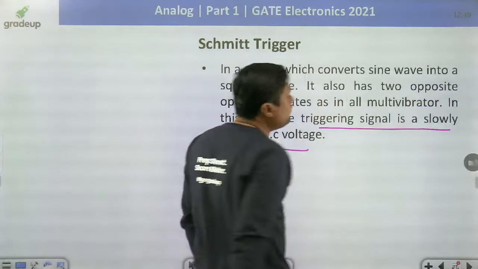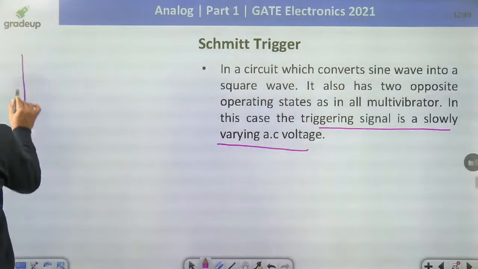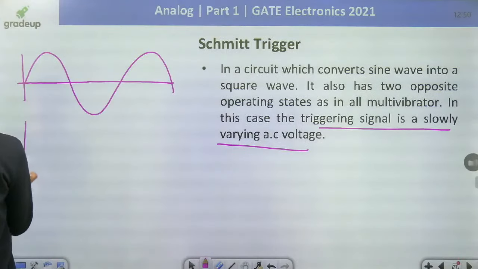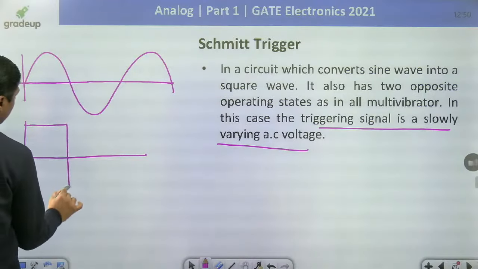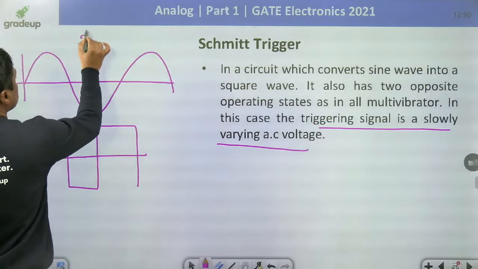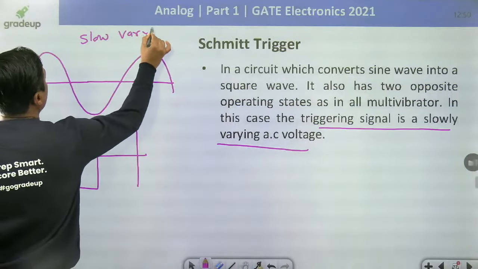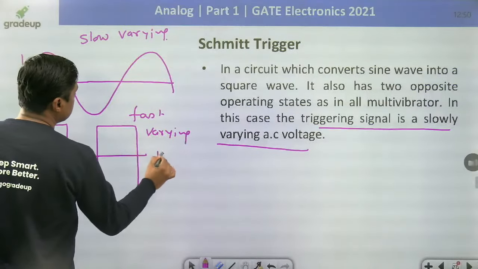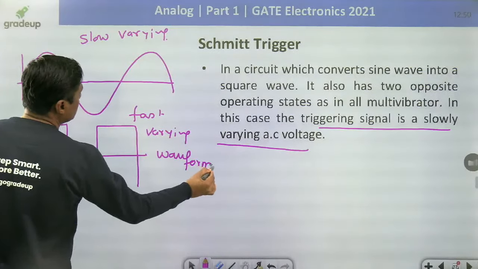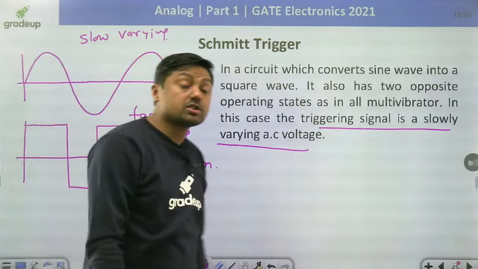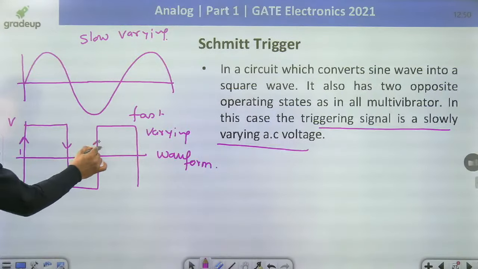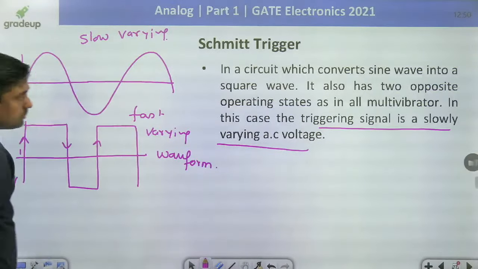If we are giving the sinusoidal signal, this is called a slow varying waveform. It will convert into a square wave, that is called a fast varying waveform. It is a slow varying waveform. It is a fast varying waveform. Right? Fast varying, fast change. Fast change means what? From minus V to plus V, what is the time taken by the signal? Almost 0. From plus V to minus V, almost 0. But this one is a slow varying waveform.